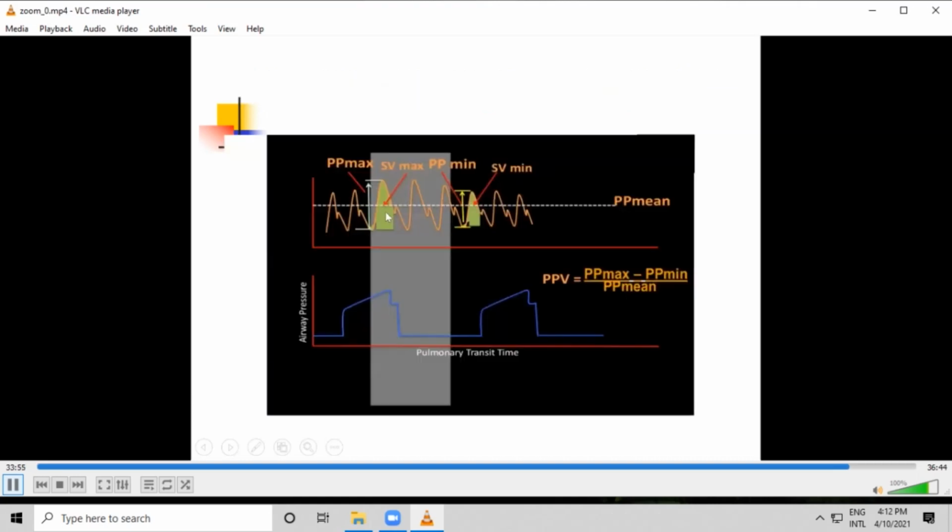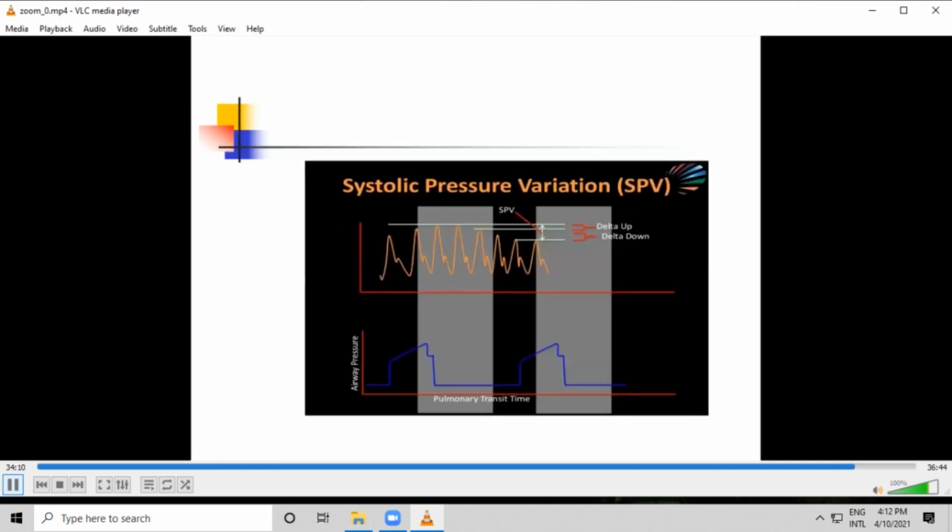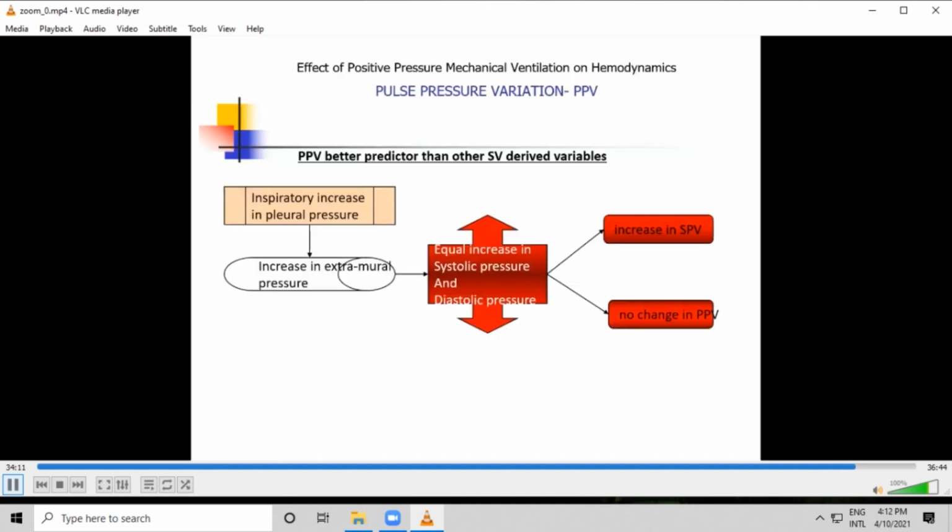This chart shows the same PP max and SV max, and I think it's plotted against the airway cycle. So this is the inspiration, the expiration, and the blood pulmonary transit time. We have already discussed this. We can skip these. So why is PPV a better predictor than the stroke volume derived variables?